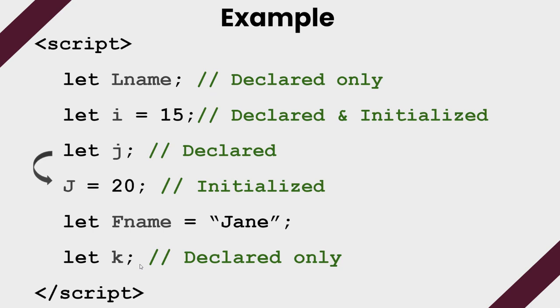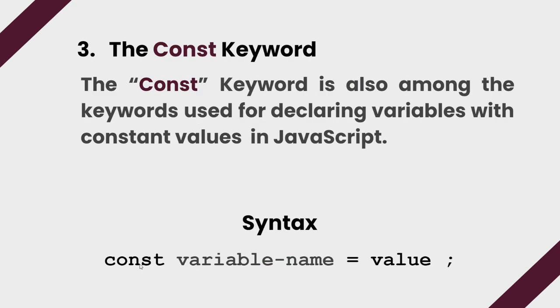initialize at once. So for the third keyword, we have the const keyword. Now the const keyword is also among the keywords used for declaring variables in JavaScript, but this declares variables with constant values. For the constant values, we'll be seeing why it is like this when we get to some other sections of today's class.